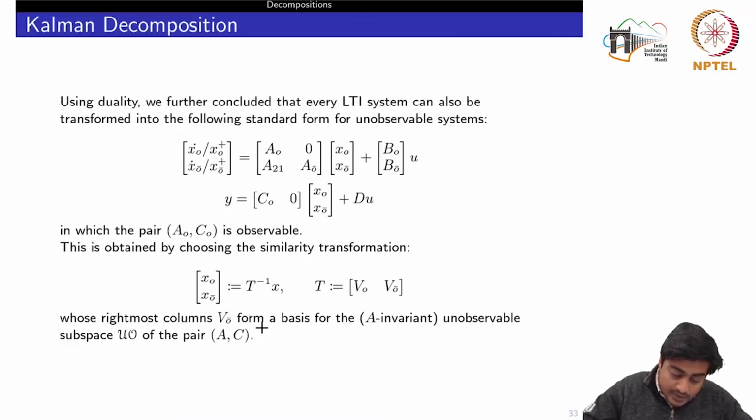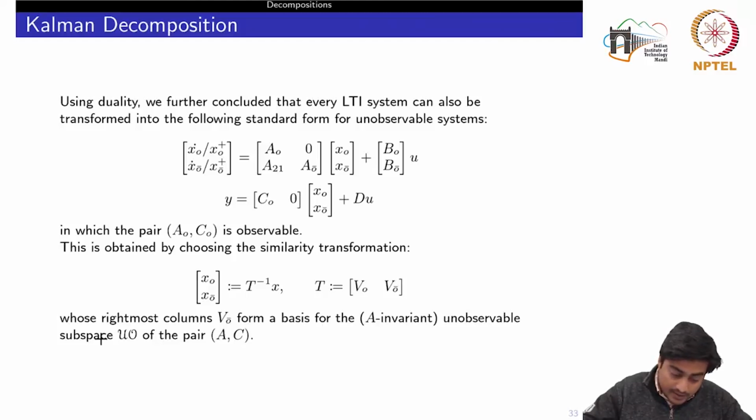Now coming to the similarity transformation for observability, again we had seen it earlier. Instead of representing it by U, I am using O bar, where A O and C O is an observable pair and A O bar is the unobservable matrix, A O bar and 0. This is obtained by choosing the similarity transformation T as V O and V O bar, where the rightmost columns of this V O bar form a basis for the A invariant unobservable subspace of the pair A, C.